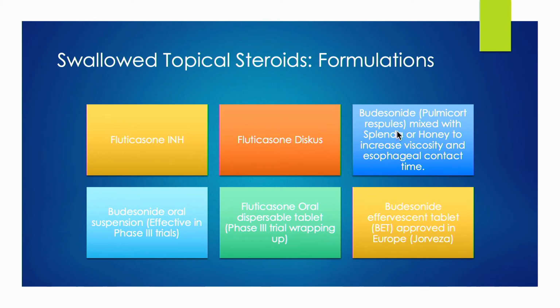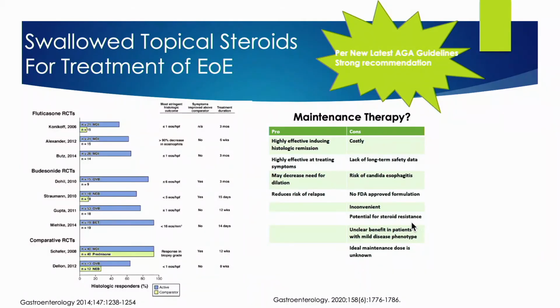And then there's budesonide. Pulmicort Respules is probably the most common, and we have patients mix it with Splenda or honey to increase the viscosity and the esophageal contact time. However, there are other formulations in production that are not yet available, but hopefully will be soon. There's a budesonide oral suspension and fluticasone oral dispersible tablet that have shown very good efficacy in phase 3 trials. And in Europe, budesonide effervescent tablet has already been approved. And hopefully we'll catch up with those soon.